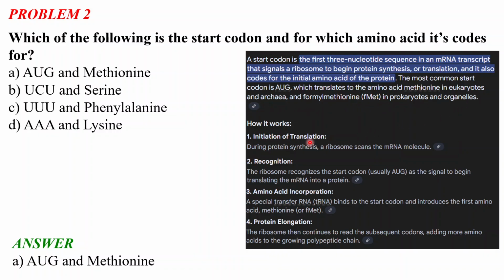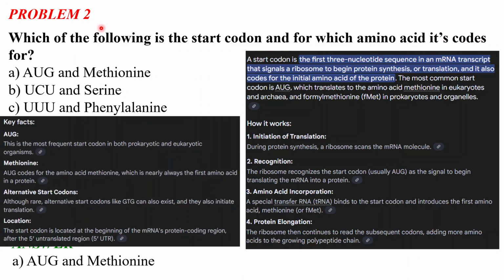How it works: during the initiation of translation in protein synthesis, a ribosome scans the mRNA molecule. Recognition: the ribosome recognizes the start codon, most commonly AUG, as the start to begin translating mRNA into protein. Amino acid incorporation: a special transfer RNA, or tRNA, binds the start codon and introduces the first amino acid, which is methionine. Then protein elongation: the ribosome continues to read the subsequent codons, adding more amino acids to the growing polypeptide chain. So what are the key facts?